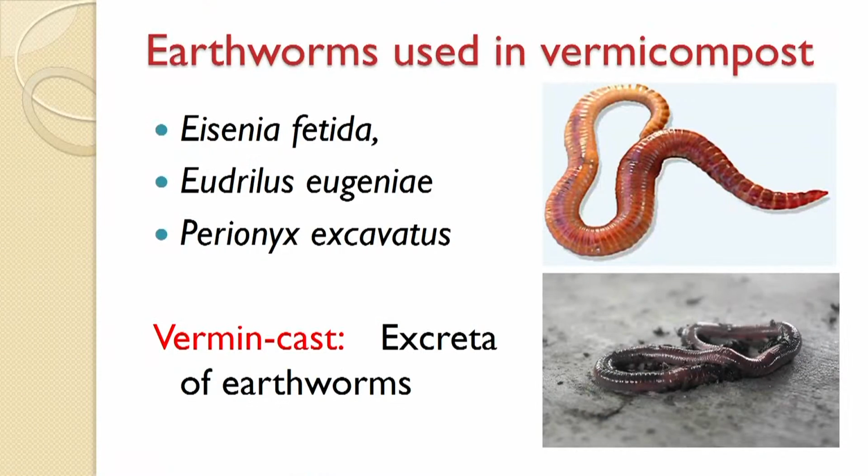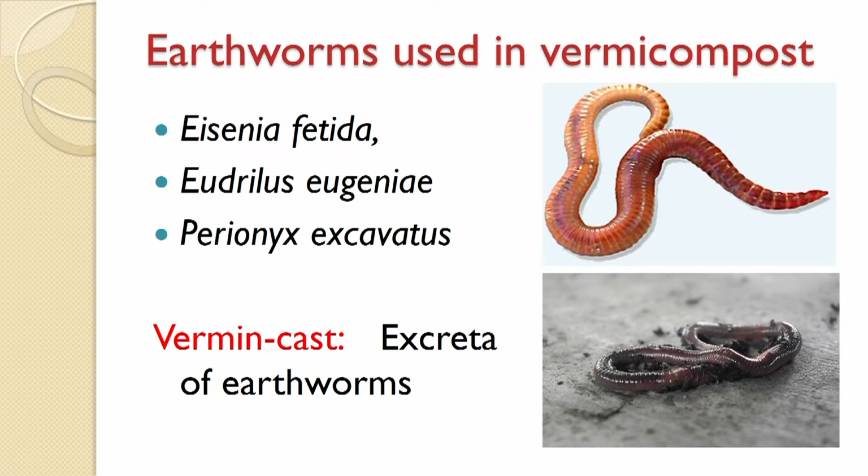So next comes the types of earthworm used in vermicompost. Generally there are many kinds of earthworm available on our earth, but not all types of earthworms are suitable for vermicomposting. Particularly three species are popular for the preparation of vermicompost. First one is Eisenia foetida, second is Eudrilus eugeniae, and third one is Perionyx excavatus.